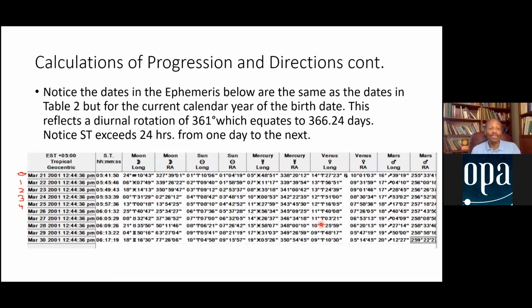So here we see the ephemeris, and we notice that the dates in the ephemeris below are the same as the dates in Table 2. But for the current calendar of the birth date year, this reflects the diurnal rotation of 361 degrees, which equates to 366 and a quarter days. Notice that the sidereal time exceeds 24 hours from 1 day to the next. Now, the ephemeris doesn't really list the 24 hours, but they just list the amount of time that it exceeds it, which is on average 3 minutes and 56 seconds per day.